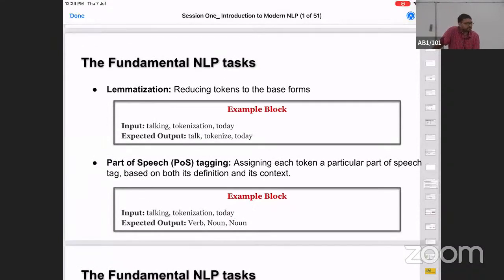Okay, there is one more task. So we'll have some more fundamental tasks. There is one more task called part of speech tagging, right? We have just seen part of speech tagging when we started this NLP lecture. By part of speech, I mean, given a token, I want to assign its part of speech, whether this is a noun, verb, adjective, adverb, preposition, pronoun, and so on. This is very useful. We'll see where it is going to be useful in the subsequent lectures. But this is also one of the tasks. So talking is a verb. Tokenization is considered a noun. Today is considered a noun. This could be our expected output.